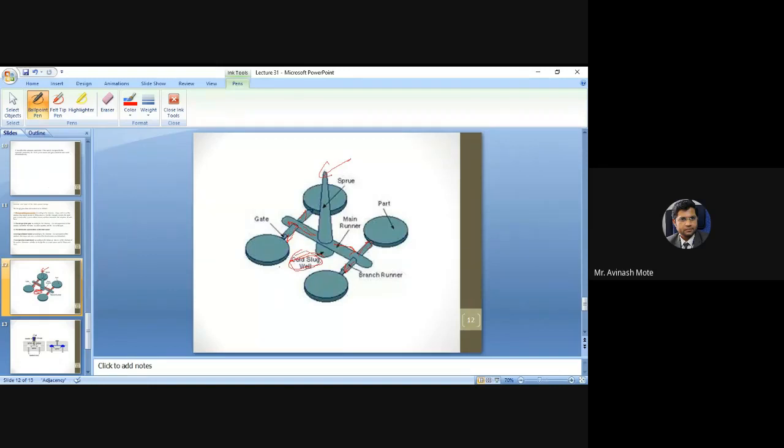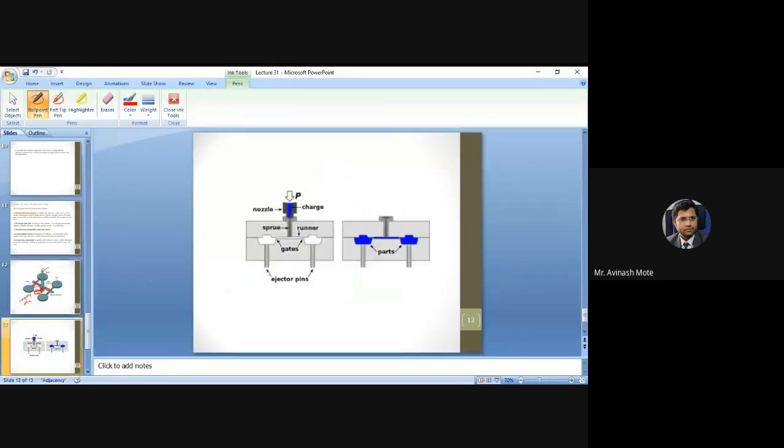Cold sludge well means what? Impurities or cold material will be stored at the bottom. This is below the runner, so this will not be shifted to the product. Here also one example is there, of sprue and different kinds. We have one good video which will explain the entire feeding system. In 4 to 5 minutes you will understand everything.